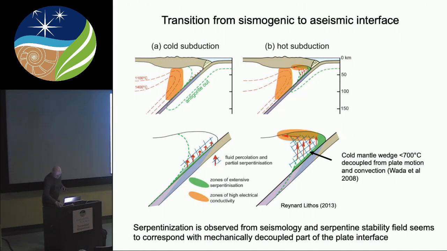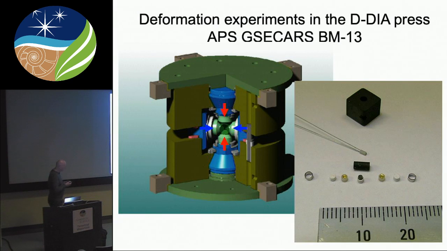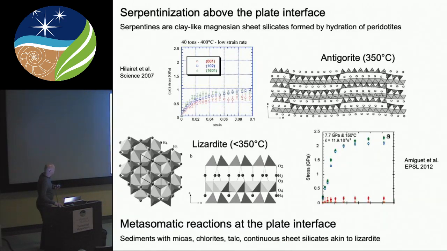So to do that, we try to make some measurements of the mechanical properties of serpentine. So we did that at APS in Argonne Laboratory in collaboration with Yanbin Wang. We used the D-DIA press. I'm not going to go into the experimental details. And we tried to study two main minerals, antigorite, which is this structure I've already described, and lizardite, which is this continuous sheet variety of serpentine. And so these are the kind of curves we can build with this experiment.